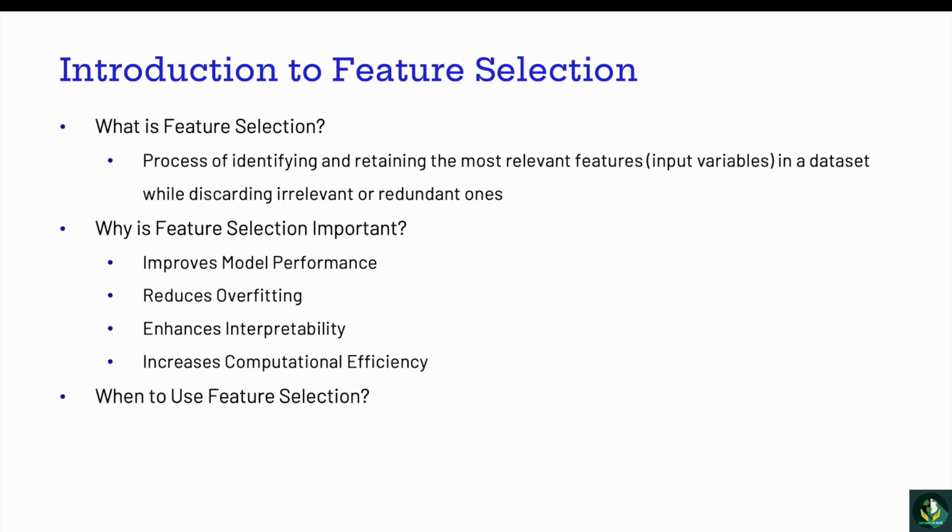Now, when to use feature selection? First, high dimensional data. When the dataset has many features compared to the number of samples, for example genomic data. Second, correlated features. When some features are redundant or strongly correlated. And third is reducing complexity, so you can build lightweight models for production environments.